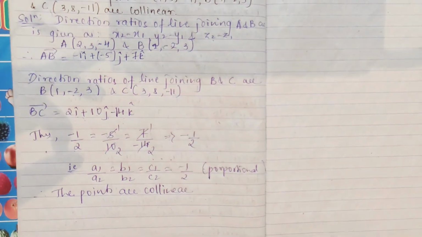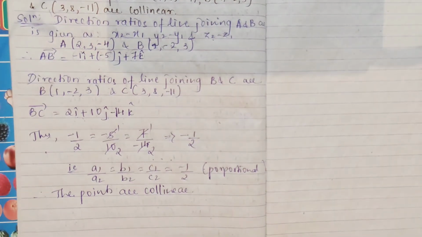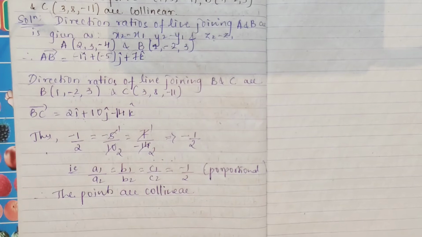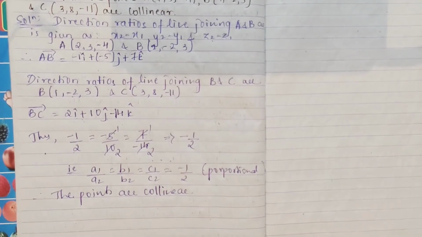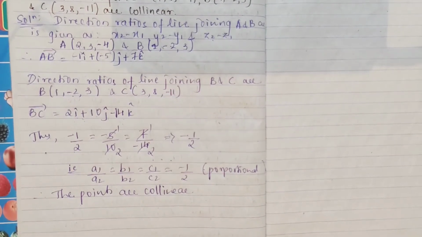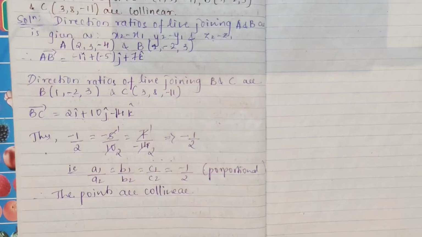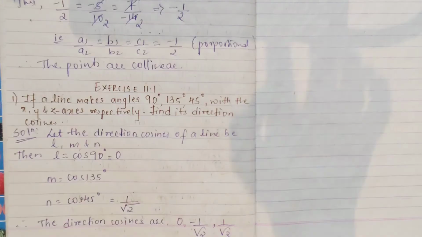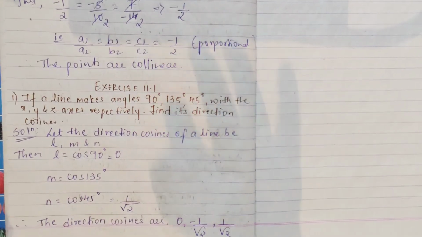Simple. Like this you have to find your collinear part. Okay, I hope this is clear how you have to solve your direction cosines, your collinear. Pause the video to note it down. So we'll head up to our exercise part.